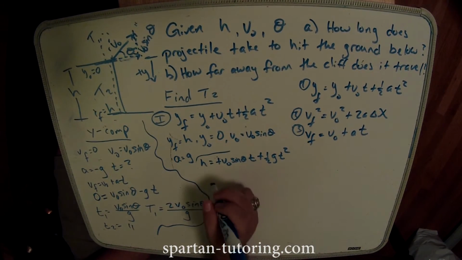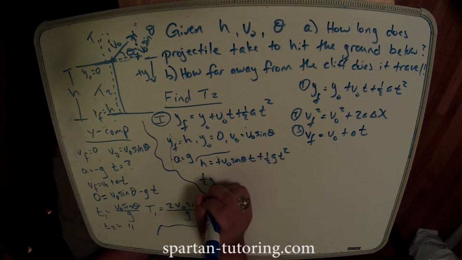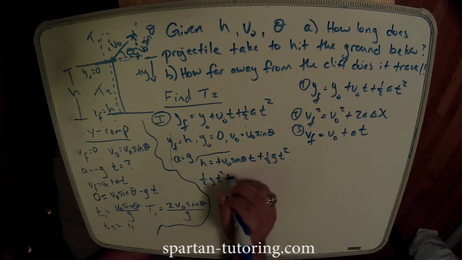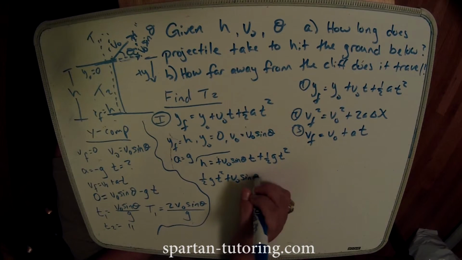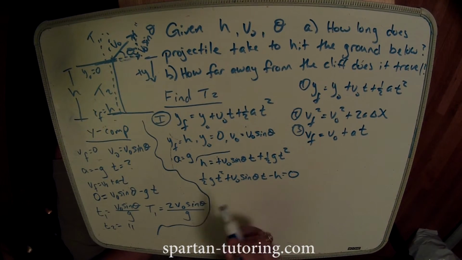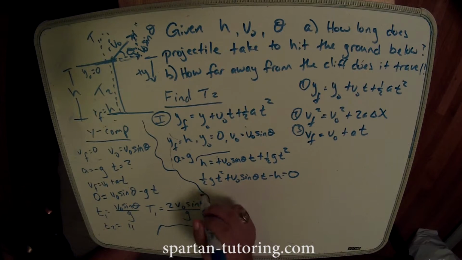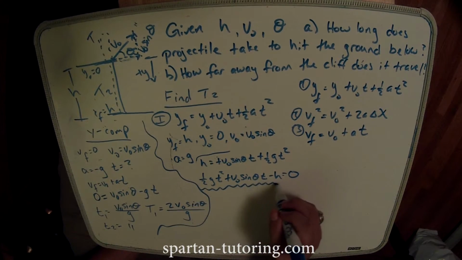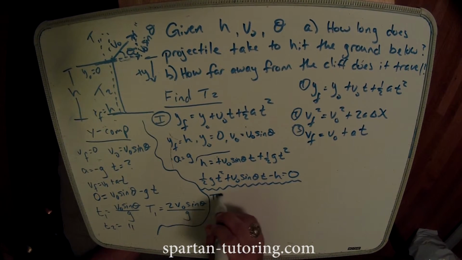So let's go ahead and make this a quadratic. I have 1/2 gt squared plus v naught sine theta t minus h equals 0. And now from here you can apply the quadratic formula and solve for t. So that's option 1. Now let's look at option 2.